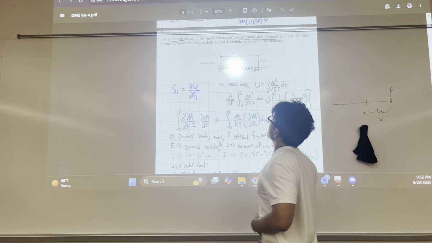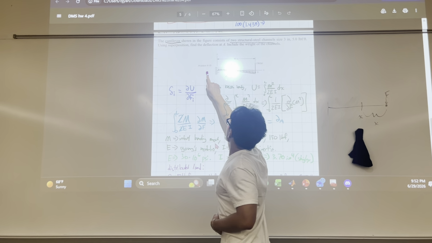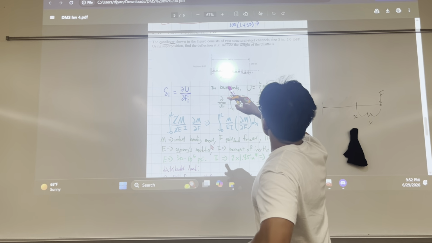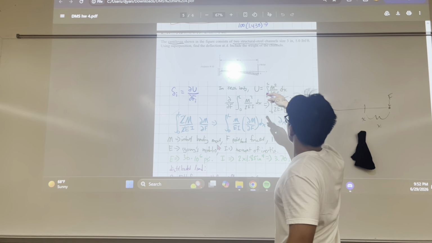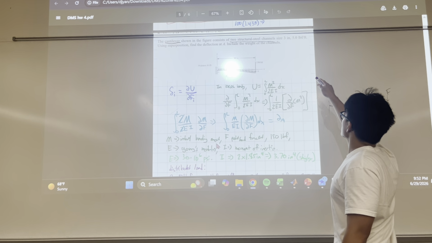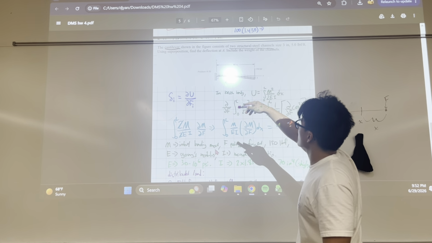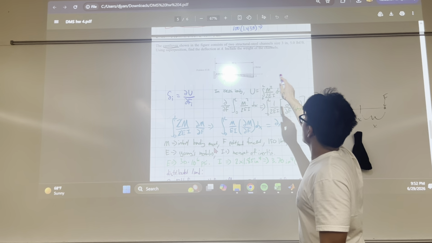So this is problem 4-15. The cantilever shown in the figure consists of two structural steel channels, size 3-inch, 5 pound force per foot. Using superposition, find the deflection at A, including the weight of the channel.